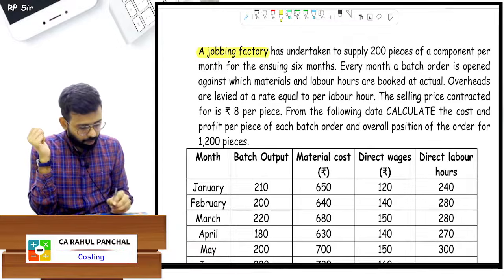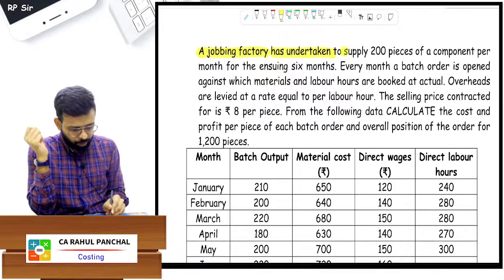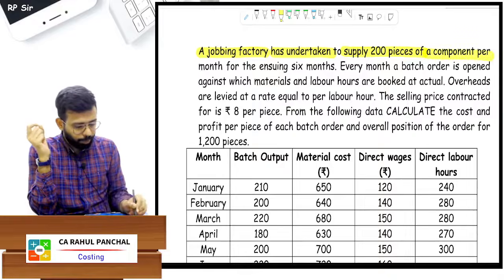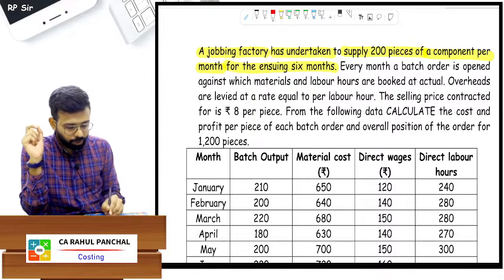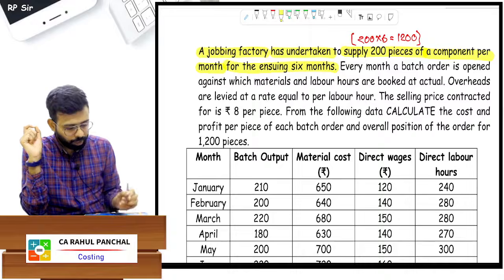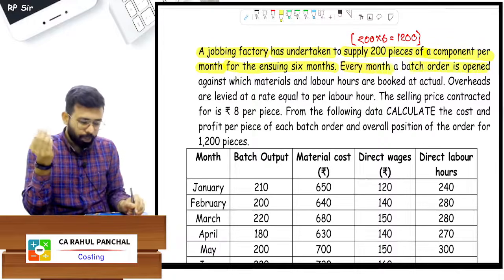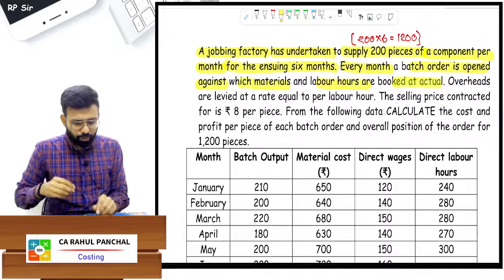The thing is, the jobbing factory has undertaken to supply 200 pieces of a component per month for the ensuing 6 months. So I can simply say that the overall position will be 200 every month into 6 months. That will be 1200 in totality we will have to supply. Okay. Every month a batch order is open against which materials and labor are booked as actual.